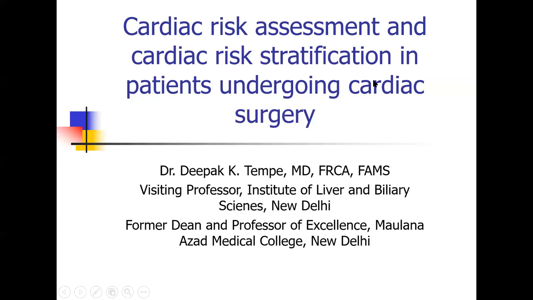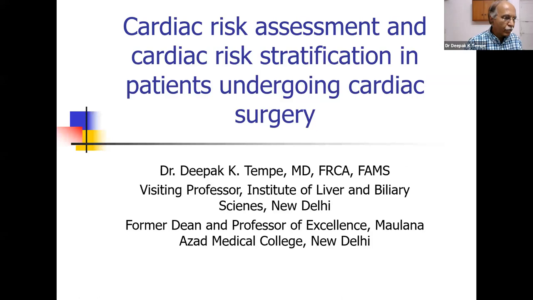Good to make a beginning with this particular topic. As you know, whenever we do any activity in our life, we like to know the pros and cons or the risk involved in performing that particular activity.